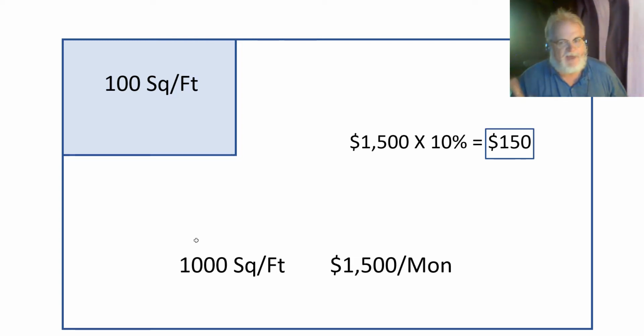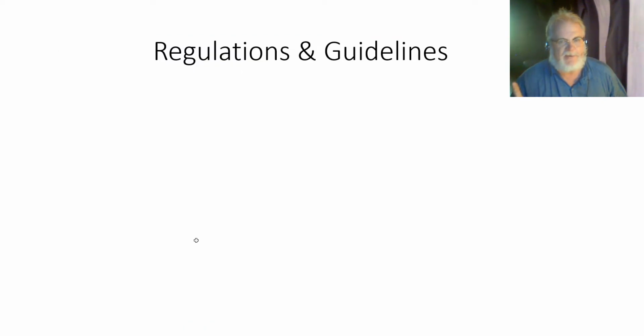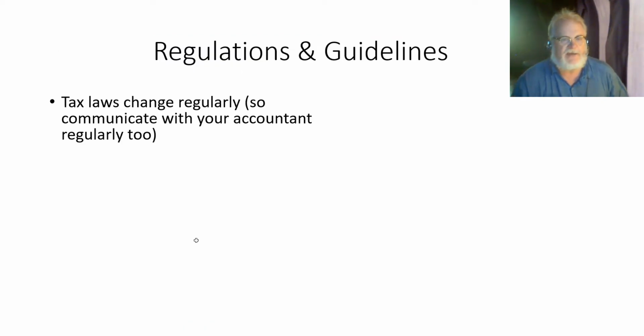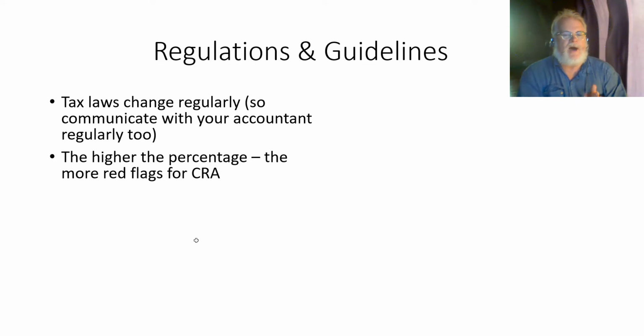Now, there are some caveats to this, and I'll go through some of them. So your regulations and guidelines. Tax laws change regularly, so you need to communicate with your accountant on a regular basis, at least once a year, because typically that's when you'll find out. The higher the percentage, the more red flags. If you start saying, oh yes, I'm using 95% of my house for my business, that raises red flags, and if you get enough red flags, you will be audited.